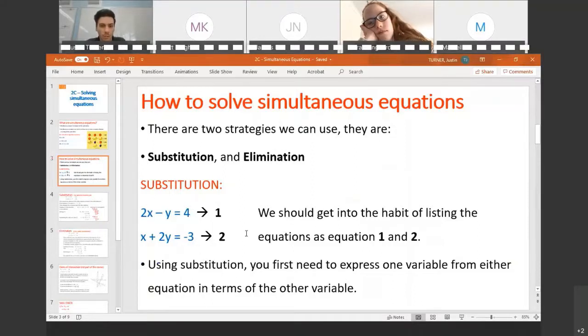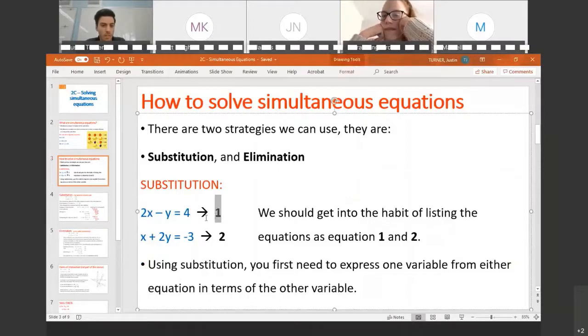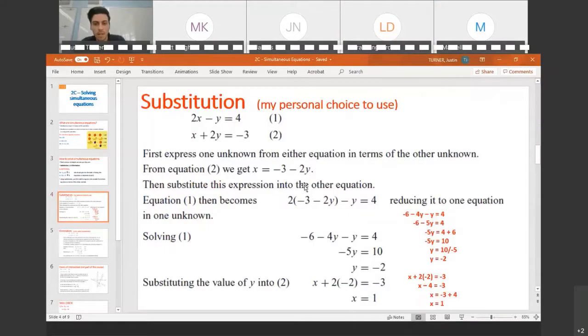Whenever working out simultaneous equations, you need to get in the habit of labeling or listing your equations. So I've chosen this to be equation number 1, and this one we've chosen as equation number 2. So always get in the habit of labeling them. Now, this has been taken from the textbook. We're just going to run through and explain how they're solving this using substitution. So you can see this is labeling, these are the same equations that I had before. This is equation 1 and this is equation 2.